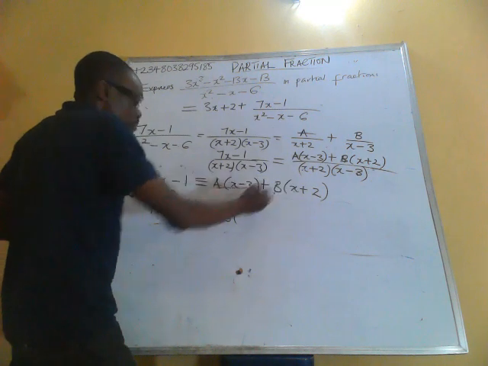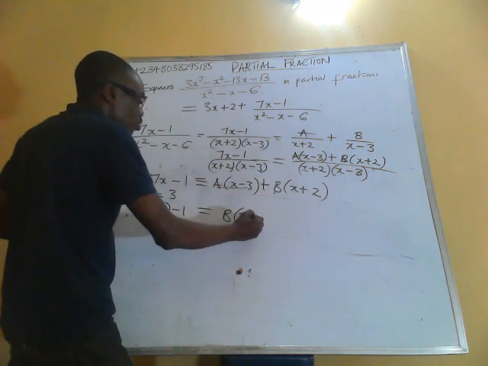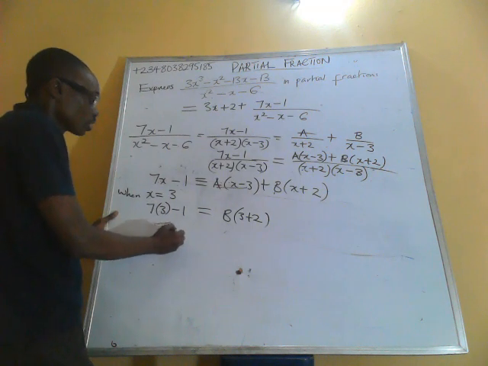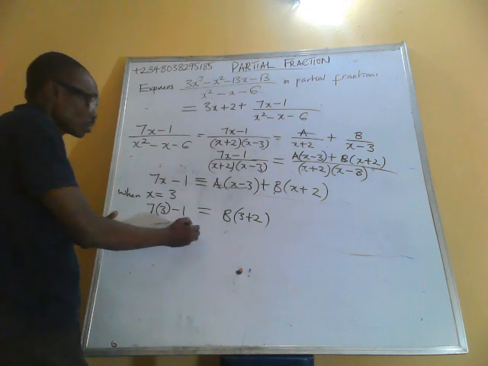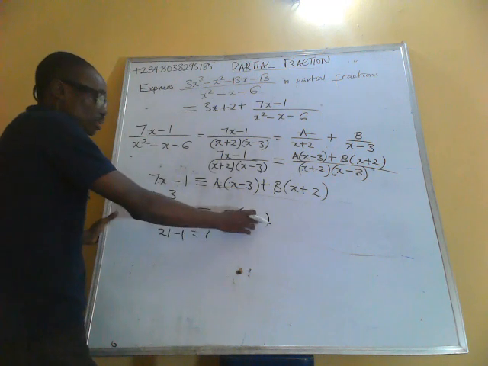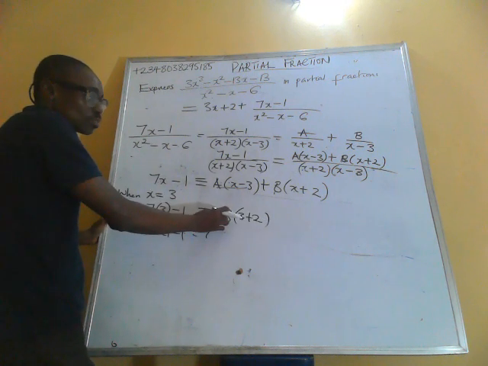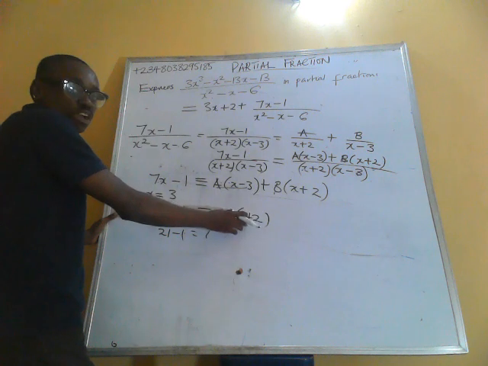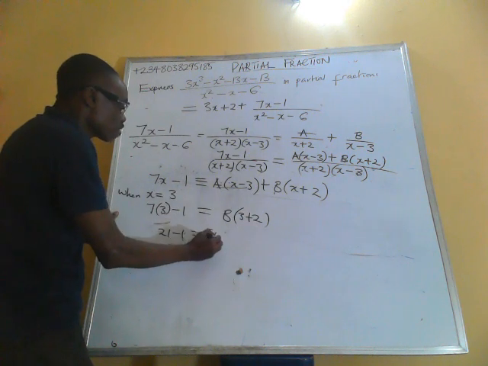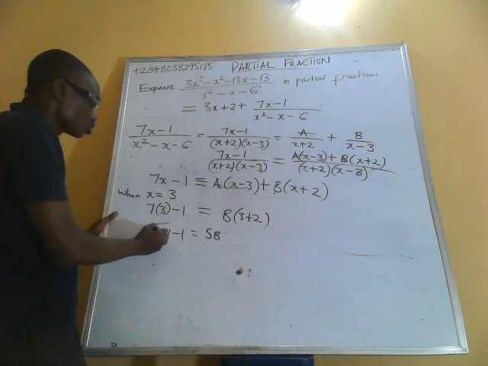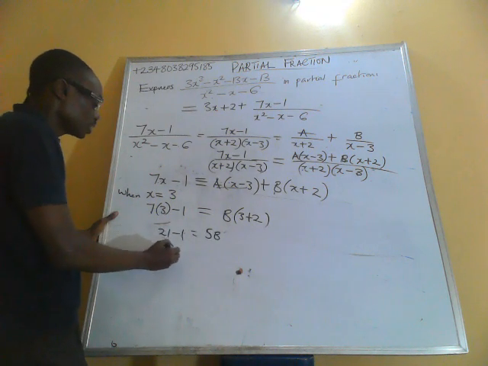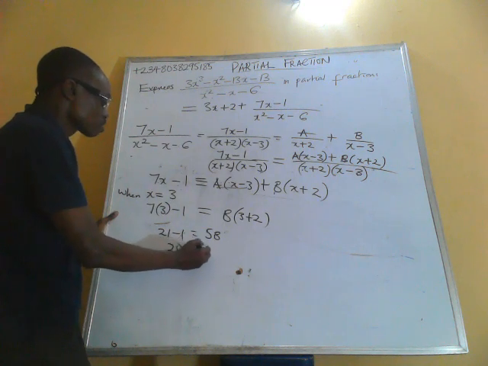X is what? 3. You have 3 plus 2. So 7 times 3 is what? 21 minus 1 equals to... 3 plus 2, b. B times 3 plus 2 is 5. 5 times b gives you 5b. So 21 minus 1 is 20. So 20 is equals to 5b.